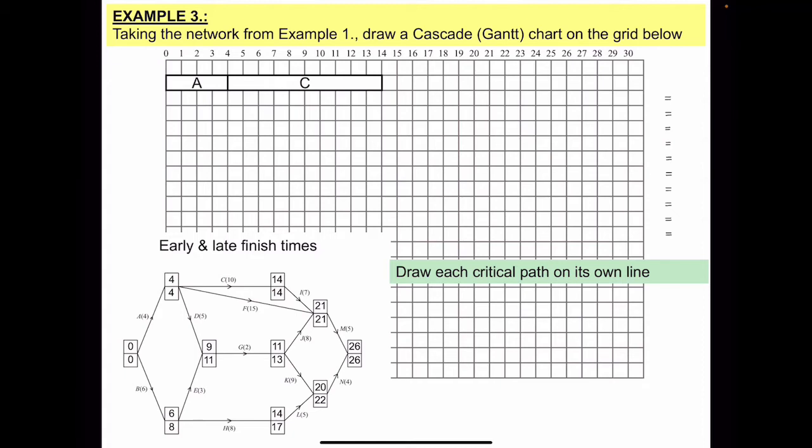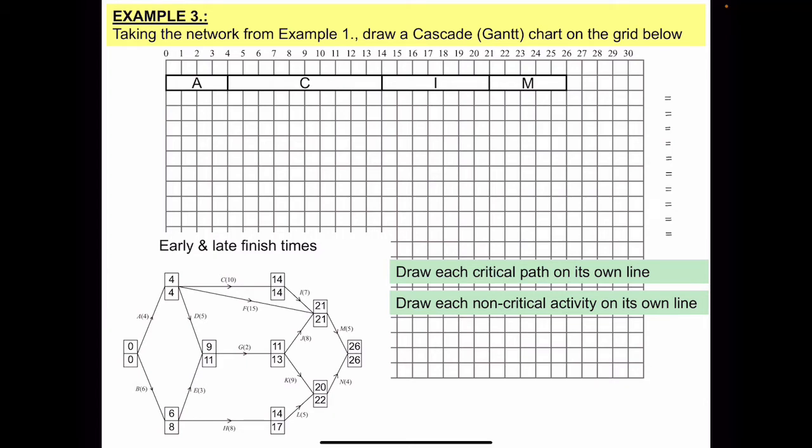So C starts at 4, finishes at 14. I starts at 14 and finishes at 21. And M starts at 21, finishes at 26. This also shows you the critical time that the project must be completed by. So the next step is to draw each non-critical activity on its own line. You can either skip one line on your graph, or you can just connect them directly.